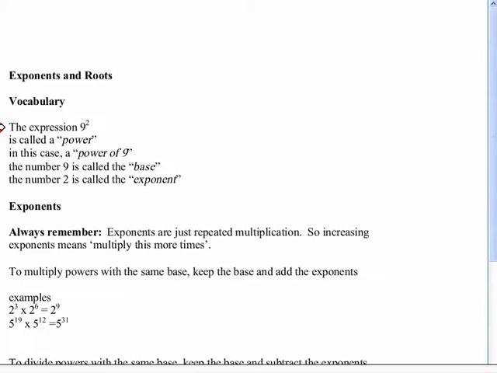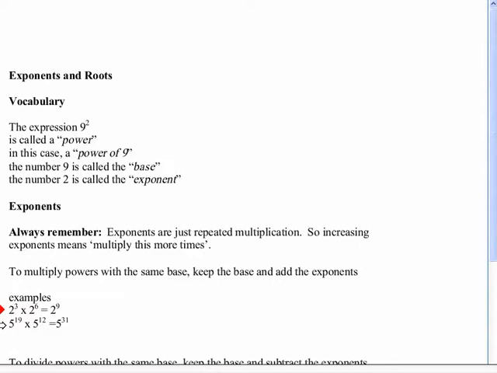So an increasing exponent just means multiply this more times than before. If you want to multiply powers with the same base, you keep the base and add the exponents. So 2 cubed times 2 to the 6th equals 2 to the 9th. Why is that? Well, 2 cubed just means 2 times 2 times 2. And 2 to the 6th means 2 times 2 times 2 times 2 times 2 times 2. So 2 to the 9th just adds those together and says repeat the multiplication not 3 times, not 6 times, but 9 times. And of course that works with any scale of numbers.